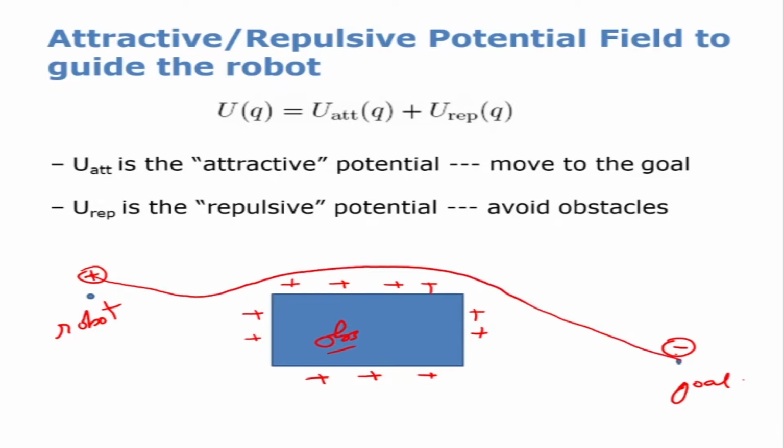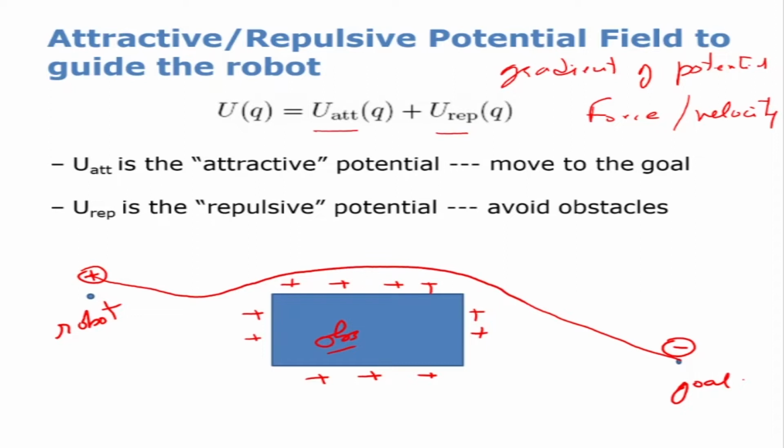Basically we have an attractive potential and a repulsive potential, and at every point in the vector field the robot is subjected to a force which is the gradient of the potential. The gradient of the potential is a force which guides the robot towards the goal and away from an obstacle. We can also say it's a velocity of the robot.